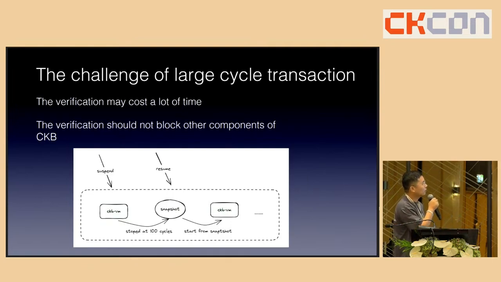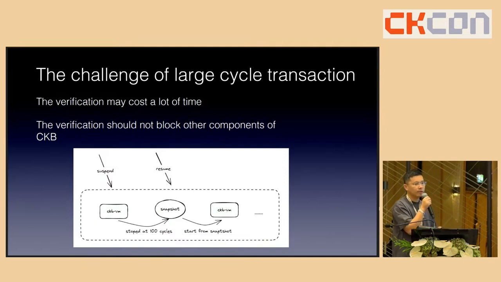So there's some challenge from the large cycle transactions. The verification may cost a lot of time, sometimes maybe 10 seconds or even 20 seconds. But we don't want the verification to block other components of the CKB node. For example, if we want to process a new block, we want to suspend the CKB VM, and then resume the CKB VM after we finish processing the block. But CKB VM didn't have good support for the scenario of suspend and resume.